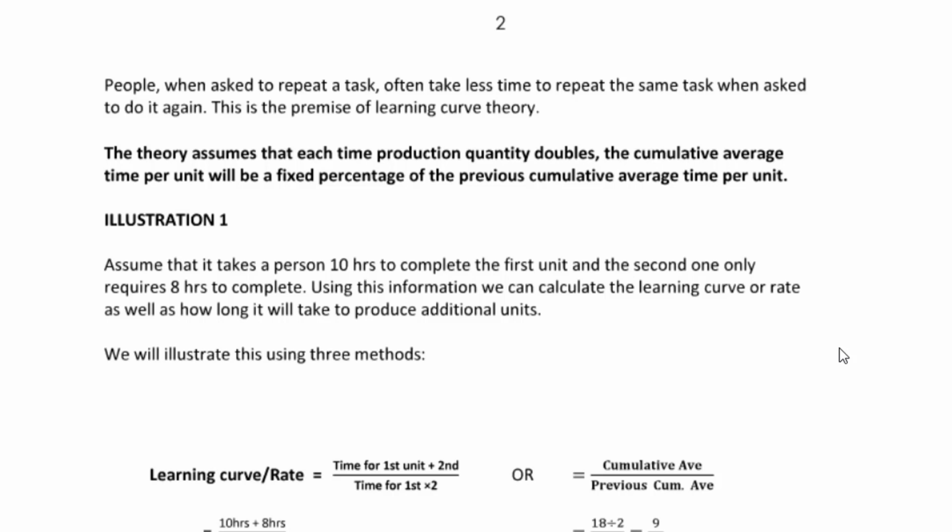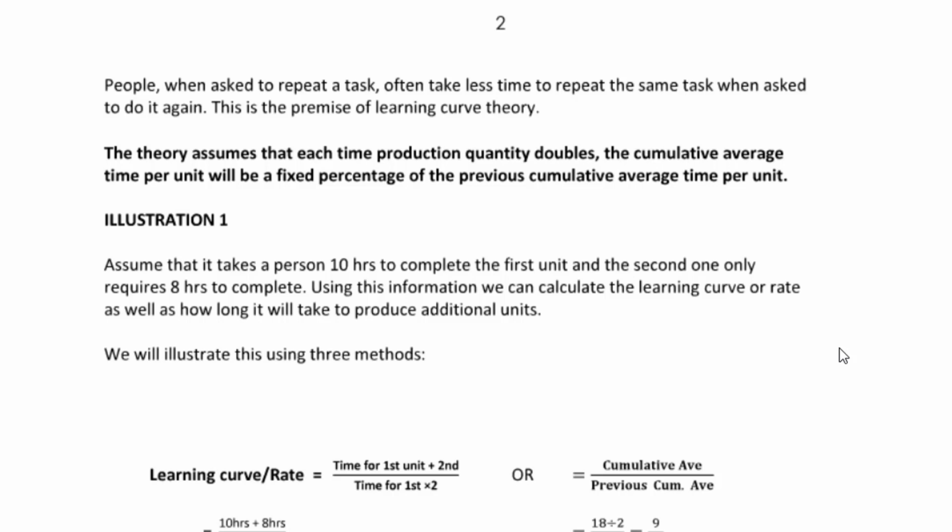So when you perform a task for the very first time, and let's assume you're manufacturing something for the very first time, obviously there's a learning curve. We will encounter problems, we will make mistakes, etc. But the more times we repeat the manufacture of that particular product, the easier it will become, and the amount of time will drop as we learn to do this.